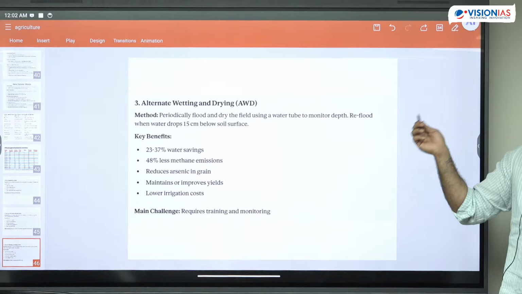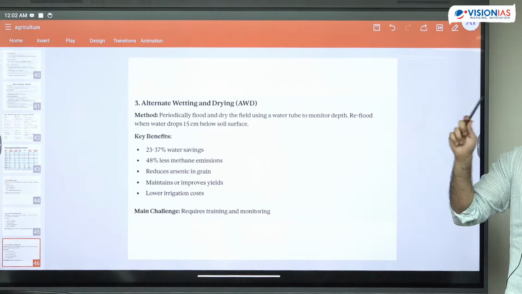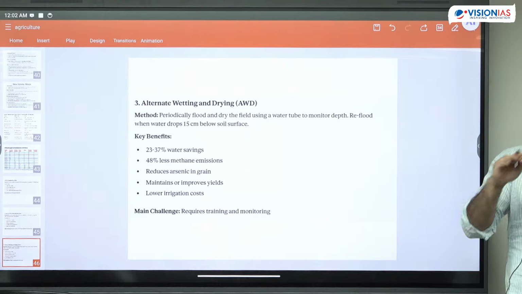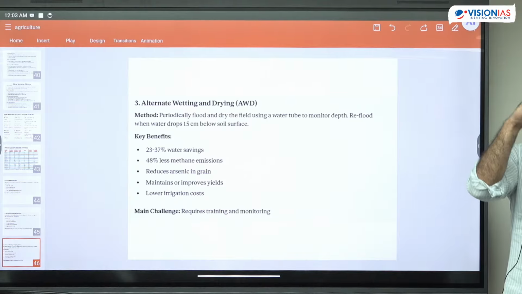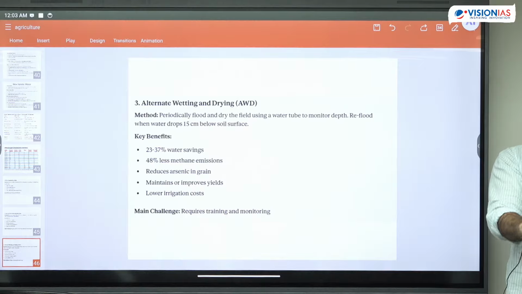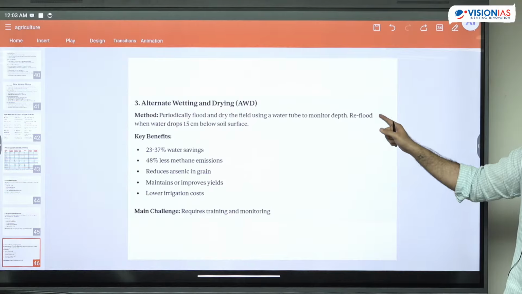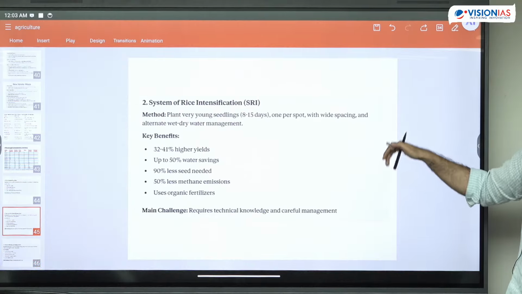So what this technology says, and this technology has been talked about a lot in the newspaper in the last 1 year, is that in alternate wetting and drying you increase the water and then reduce the water to a certain level. Then the microorganisms will not be able to survive and the methane emissions are going to significantly reduce. This technique is successful for that only. The other 2 have additional benefits.